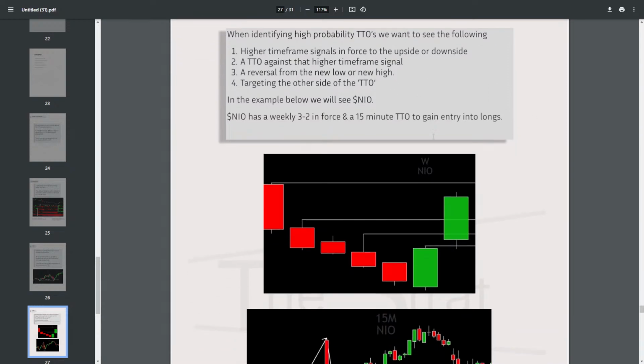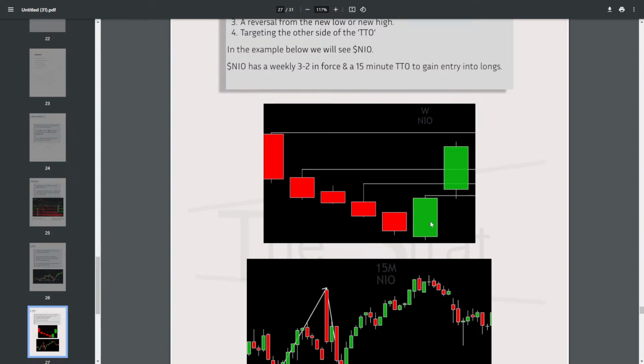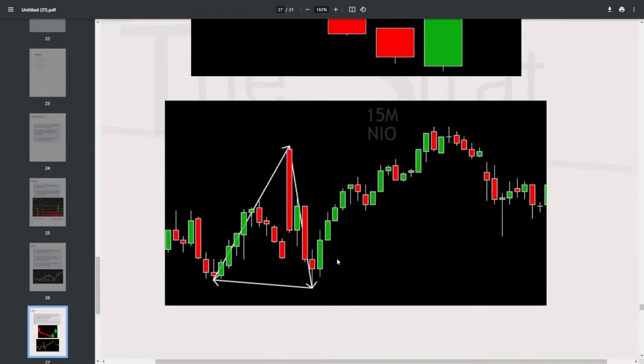So in this example, we'll see NEO. Notice it has a 3-2 continuation in force on the weekly. So we have all week where that is in force as long as it's green and above the 3, back through a previous range. We'll then see on the 15-minute, notice your triangle. They make the new lows, reverse, make the new highs.